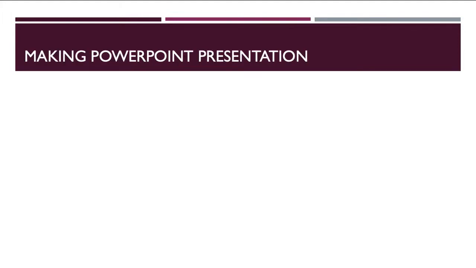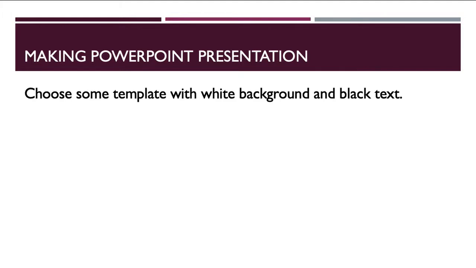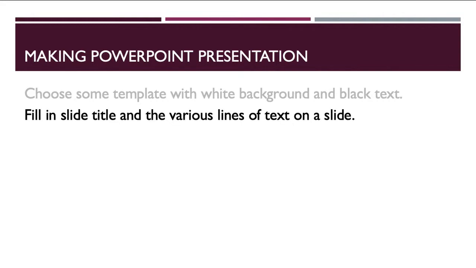Okay, let's talk about making a PowerPoint presentation like this one. Choose some template with white background and black text. So the title has color in it, and above the title there's a little bit of styling. But the text itself should be black on a white background. Fill in slide title and the various lines of text on a slide. So you actually do a complete filling in of this slide.